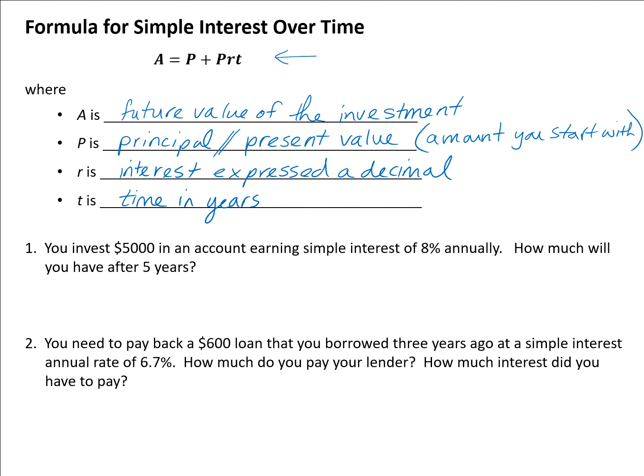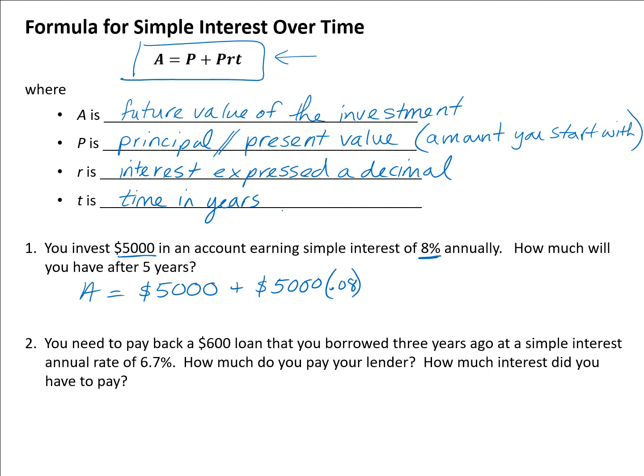All right, let's look at two examples. The first one is actually what we did with the table on the previous example. You invest $5,000 in an account earning simple interest of 8% annually. How much will you have after 5 years? So we're going to use this formula. A, the future value, is equal to the principal, which is what we start with. That's the 5,000, plus 5,000, again, times the interest rate. The interest rate is 8%. Remember to write it as a decimal, 0.08. And then the number of years or the time, 5.